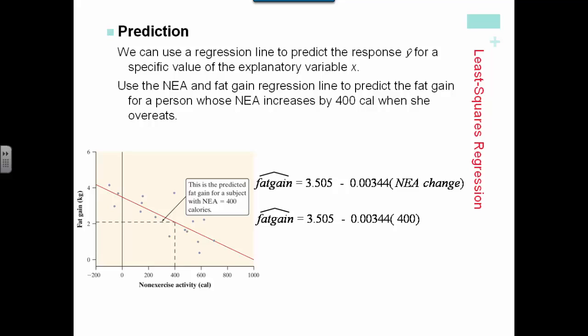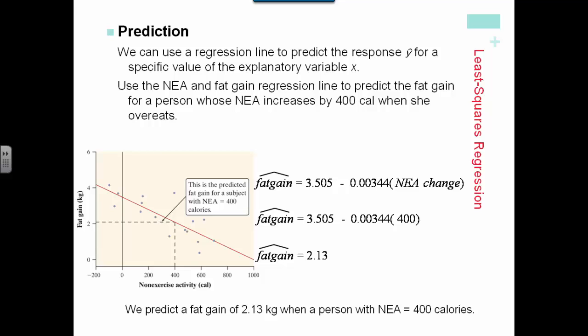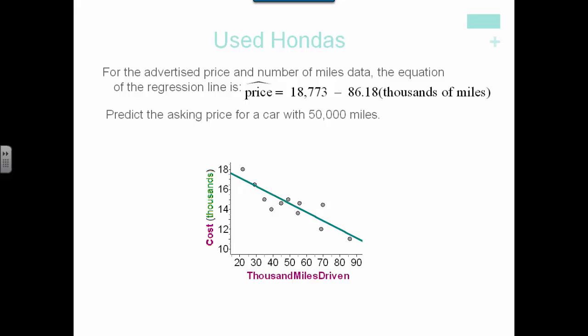Here's an example. We have the predicted fat gain for a subject with NEA, non-exercise activity, equal to 400 calories. To predict the amount, we plug the number 400 in place of the non-exercise activity change, which is our x value. So our predicted y hat value, when we plug in the number, is 2.13. So we predict a fat gain of 2.13 kilograms when a person's non-exercise activity is equal to 400 calories.